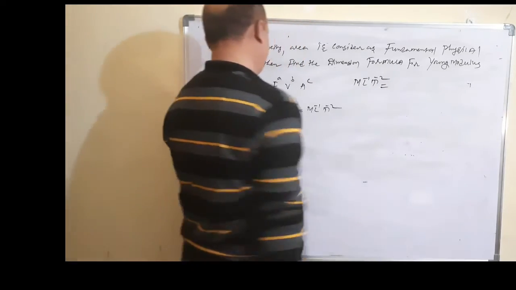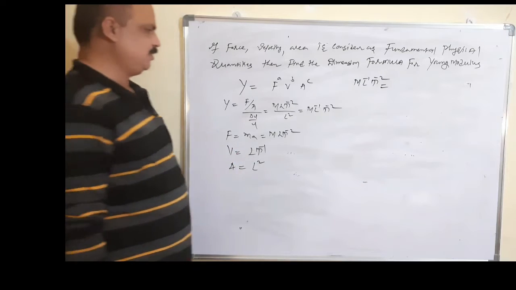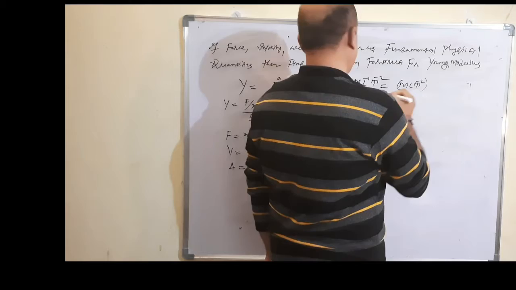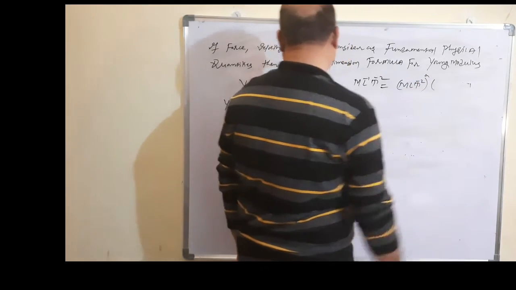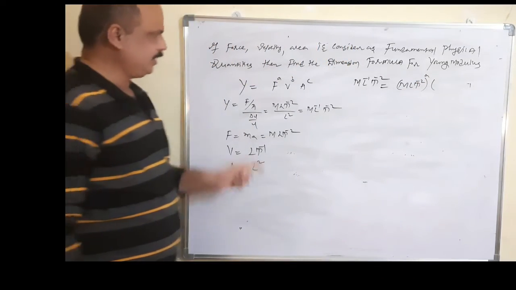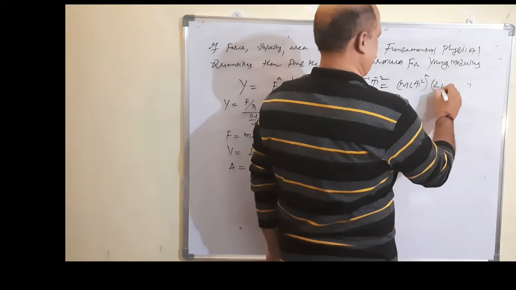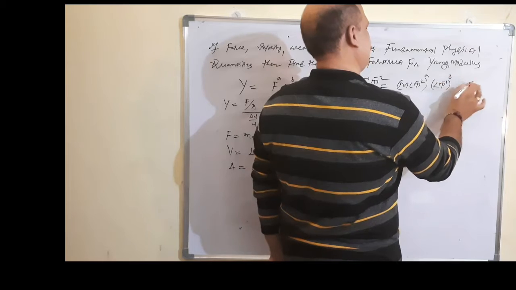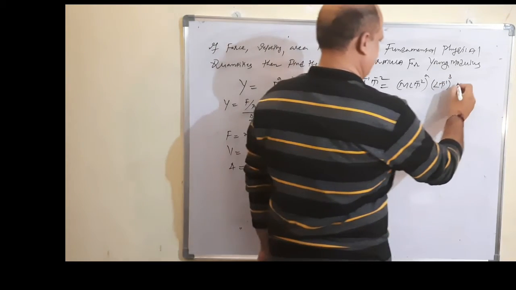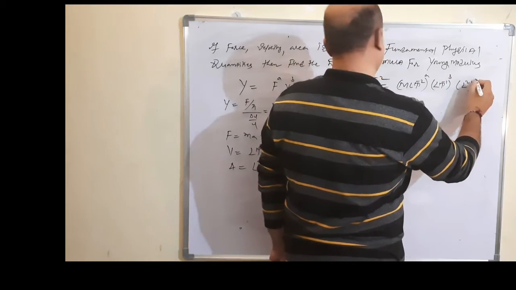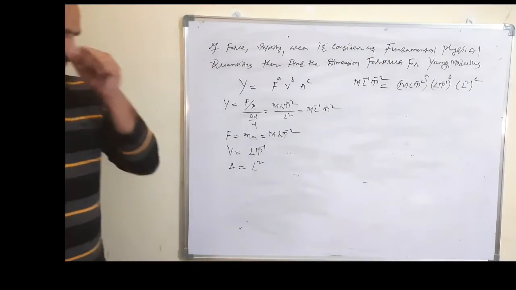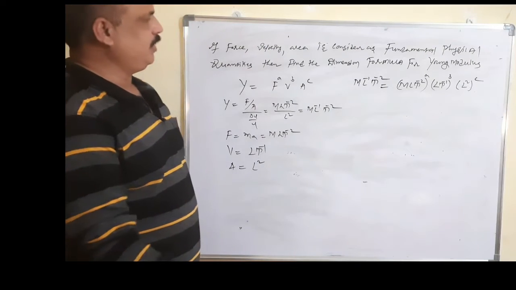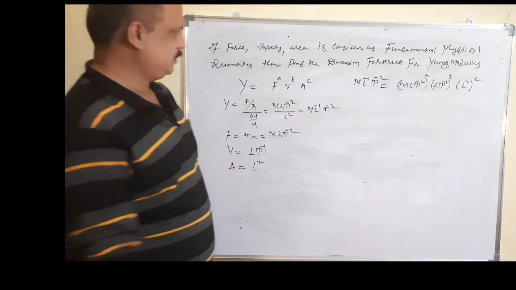That is equal to, what is the force here? M L T power minus 2 whole to the power of a. What is the velocity dimension formula? L T power minus 1, whole to the power of b. What is the dimension formula for area? L square whole to the power of c. So this is LHS and RHS. Both sides equate M powers, L powers, T powers.